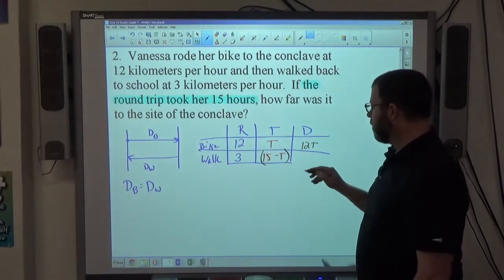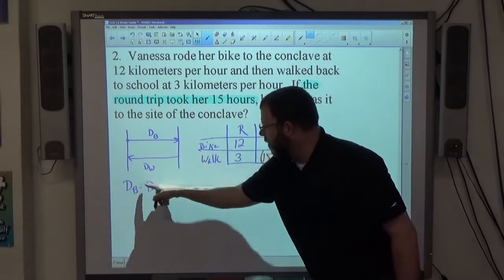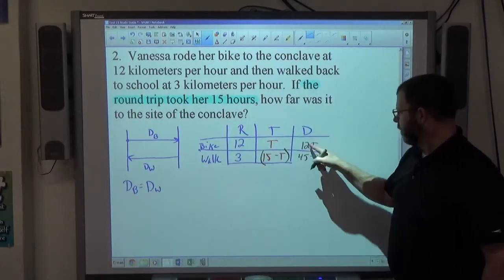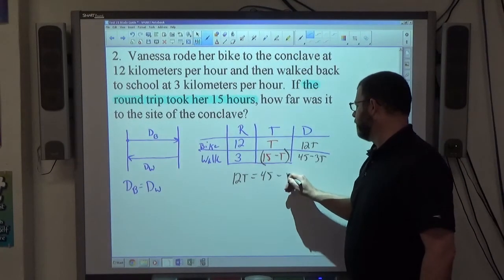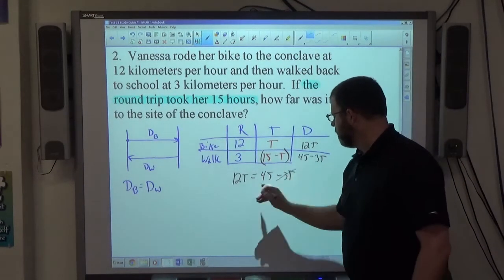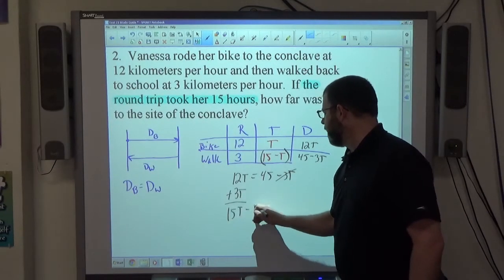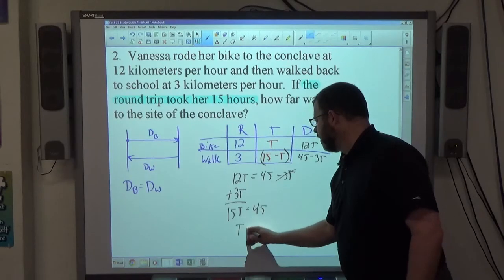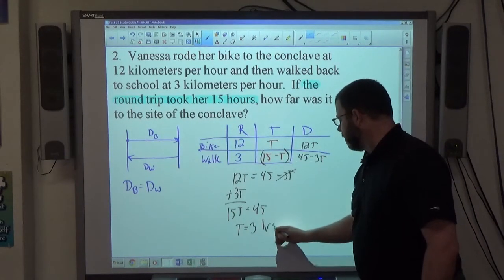Binomial times the number, so we have to distribute 45 minus 3t. The distances of biking and walking are equal, so we take those and set them equal to each other. 12t is equal to 45 minus 3t. Add 3t over, change the sign, that gets me 15t is equal to 45. So t is equal to 3, and 3 is our biking time, that's 3 hours.